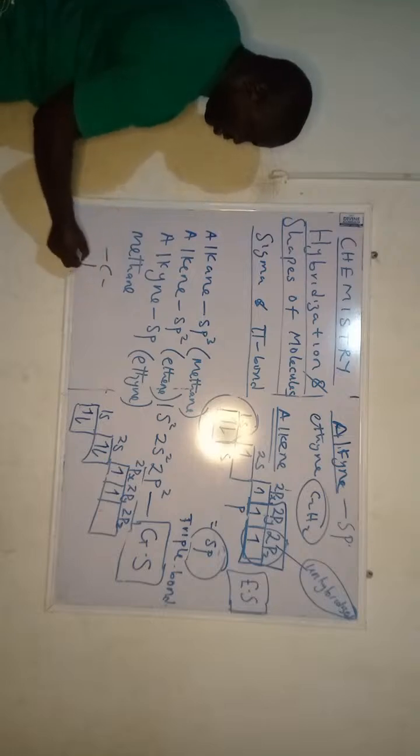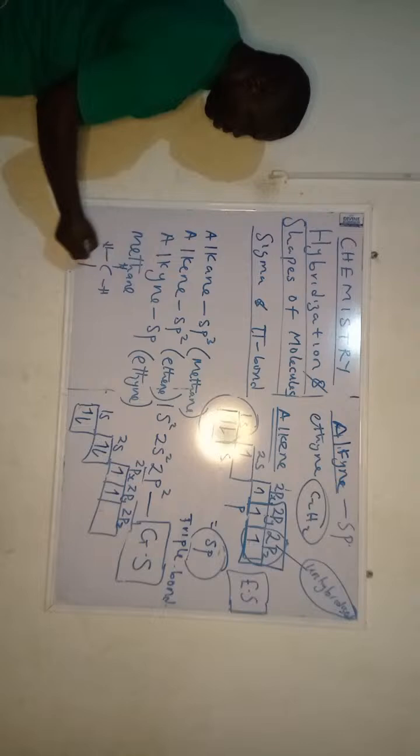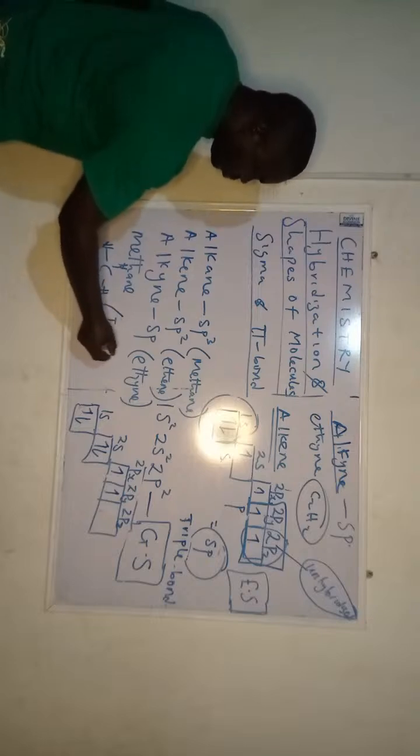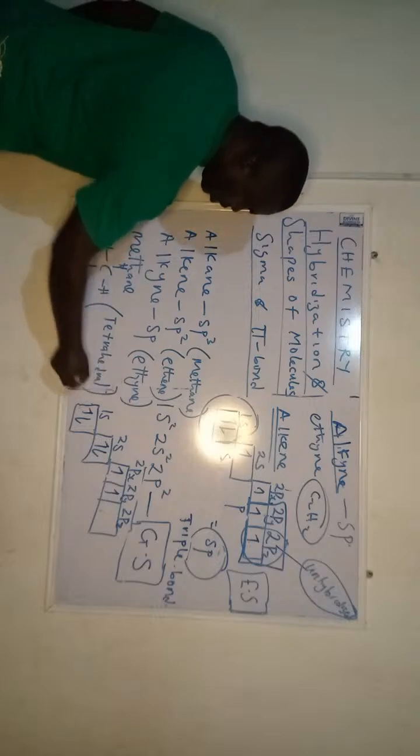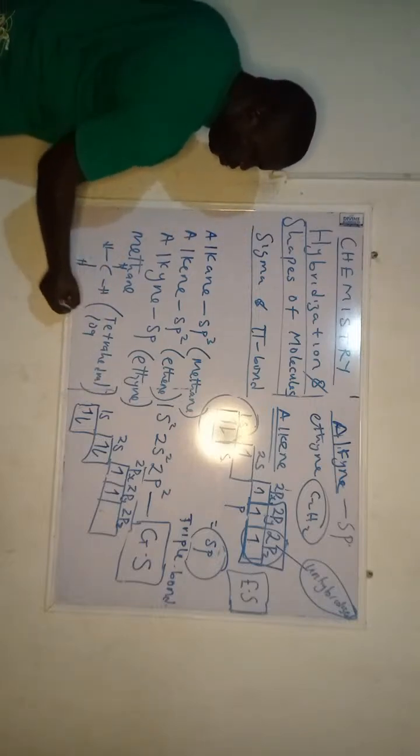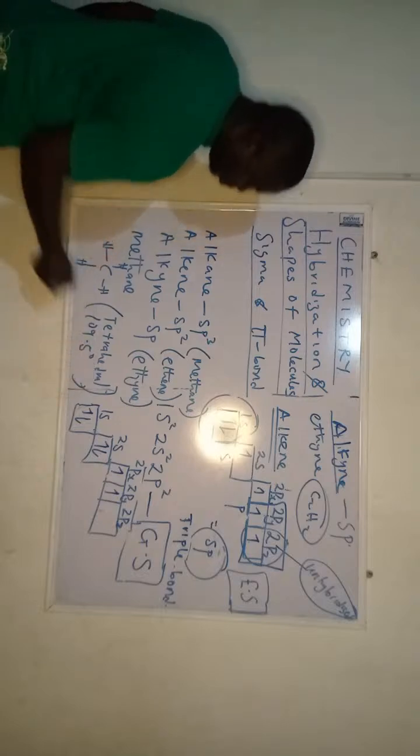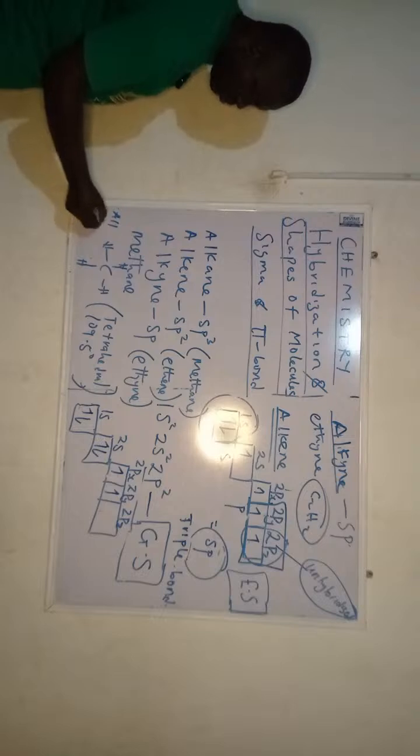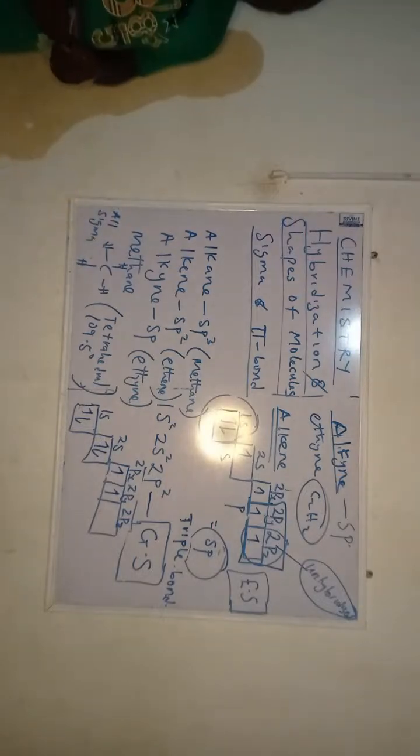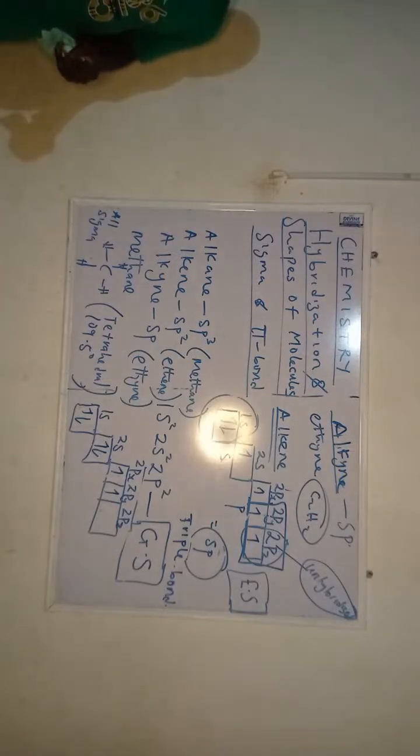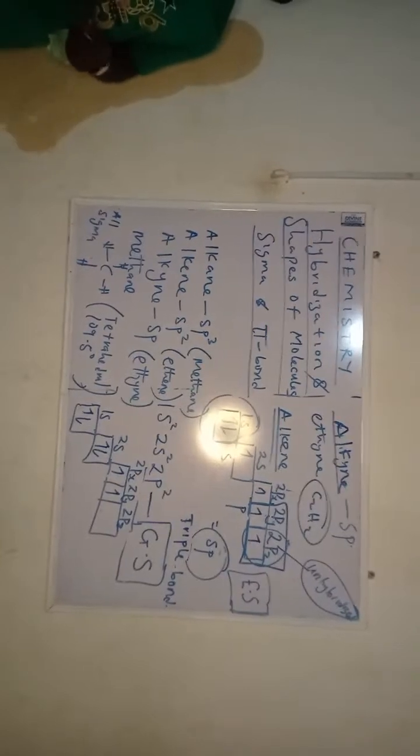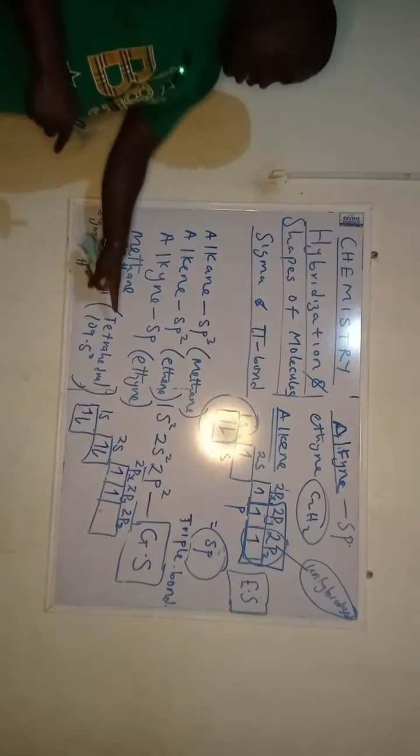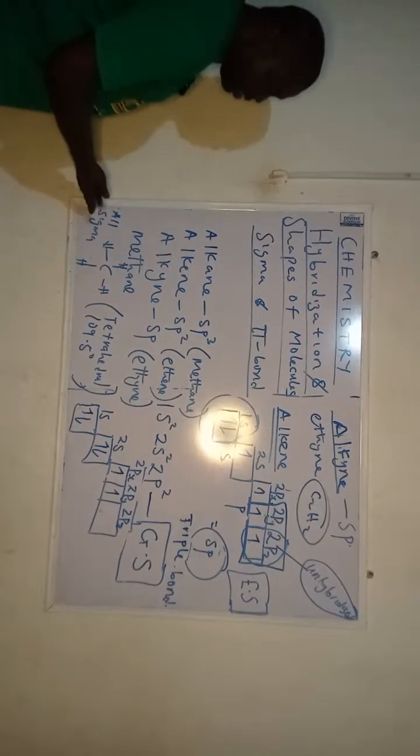Methane is CH4. What's the property here? Methane is tetrahedral in shape. The bond angle is 109.5 degrees. What again do you find there? All sigma, no pi bond. So we don't have pi bond here. So we have 109.5 as a bond angle, and then the shape is tetrahedral, and then all sigma, there is no pi bond.